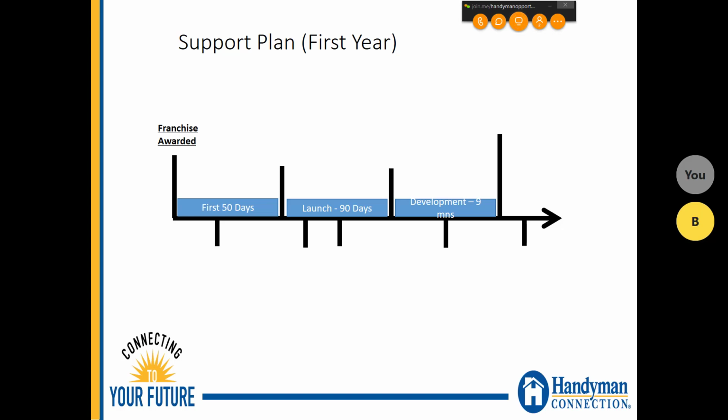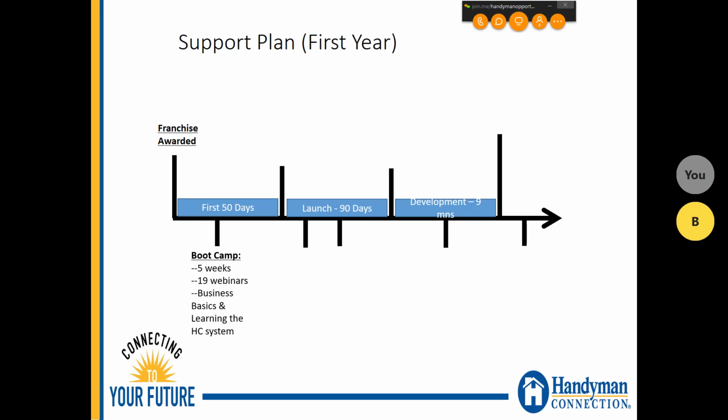So essentially, you'd come to Discovery Day. I then would call you a couple days later, congratulate you, tell you you've been awarded a franchise, and then you would make arrangements to come to training. Our next training will begin around October 18th, and we will talk about the dates for Discovery Day when we wrap up.